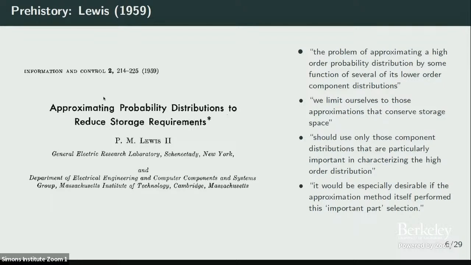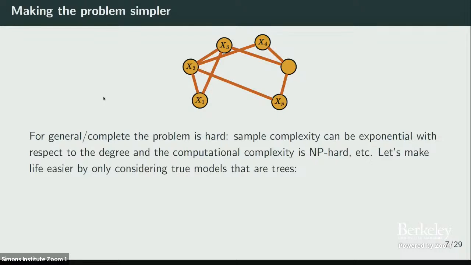So he proposed a method actually based on KL divergence, although it was 1959, so they hadn't started calling it KL divergence then. He called it a maximizing entropy method, but it wasn't necessarily max entropy. But anyway, he was looking to do this in KL. The problem in general is very hard. That is, the sample complexity could be exponential with respect to the degree of the underlying graph, and the computational complexity can be NP hard.